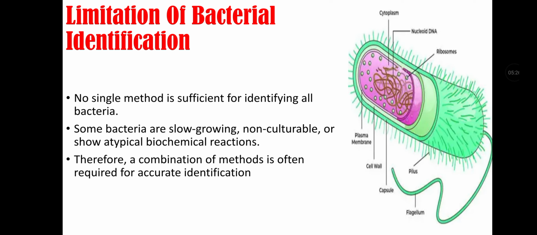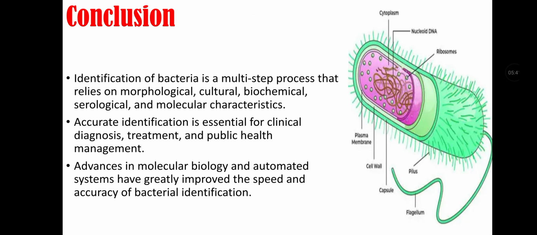Limitations of bacterial identification. No single method is sufficient for identifying all bacteria. Some bacteria are slow growing, non culturable, or show atypical biochemical reactions. Therefore, a combined method is often required for accurate identification.